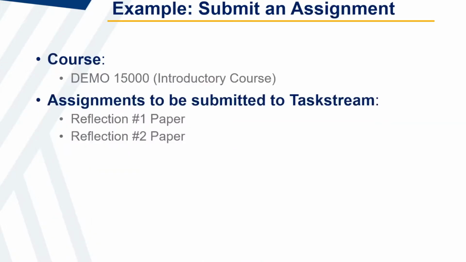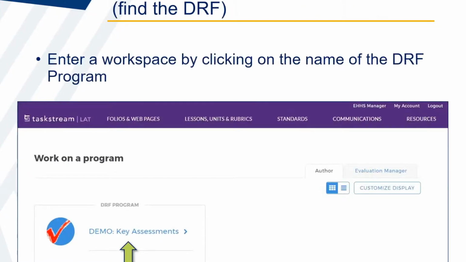Let me take a moment to discuss an example that I will use to complete the next steps. In this example, I am enrolled in Demo 15,000. My course instructor told me that I need to submit reflection paper number 1 and number 2 into Taskstream. So, for step 3, locate the submission space, I need to find where to submit my reflection number 1 for Demo 15,000. I am able to see Demo Key Assessments DRF program on my home screen.